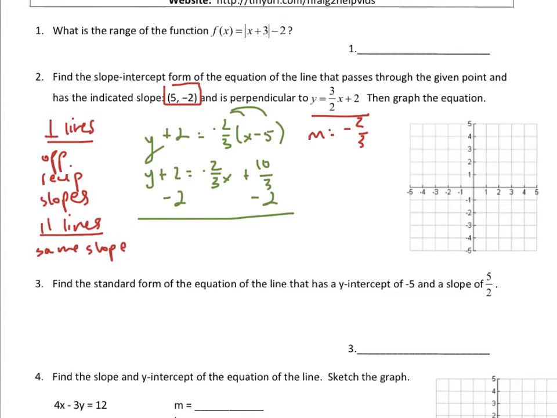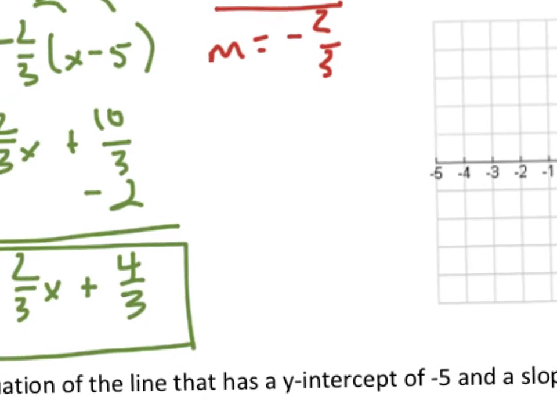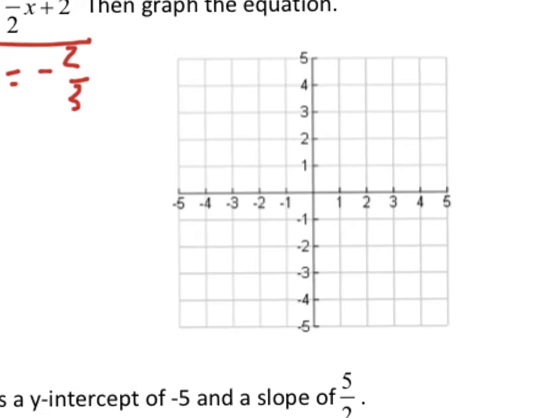So I get y plus 2 equals -2/3 x plus 10/3. I'm going to subtract 2 from both sides. So 10/3 minus 2 is essentially 10/3 minus 6/3. So that's going to give me 4/3. So y equals -2/3 x plus 4/3. So my equation is right here. I just have to graph it. So now, getting a little tighter on the graph, I'm going to graph y equals -2/3 x plus 4/3. So the 4/3 is my b.